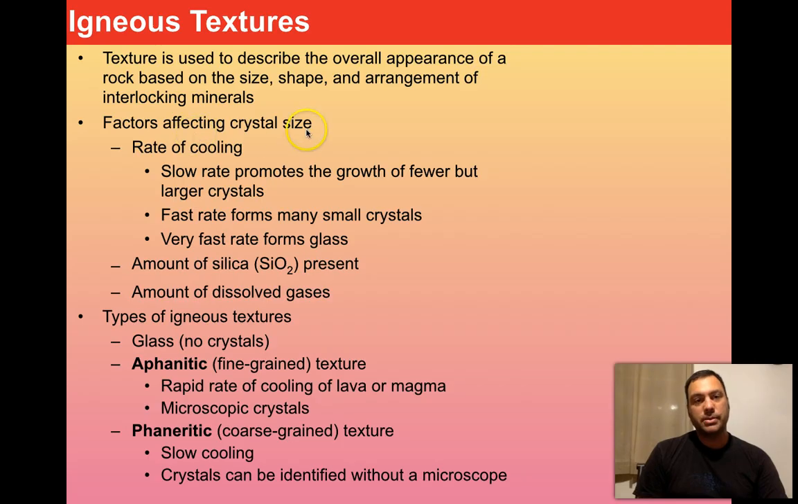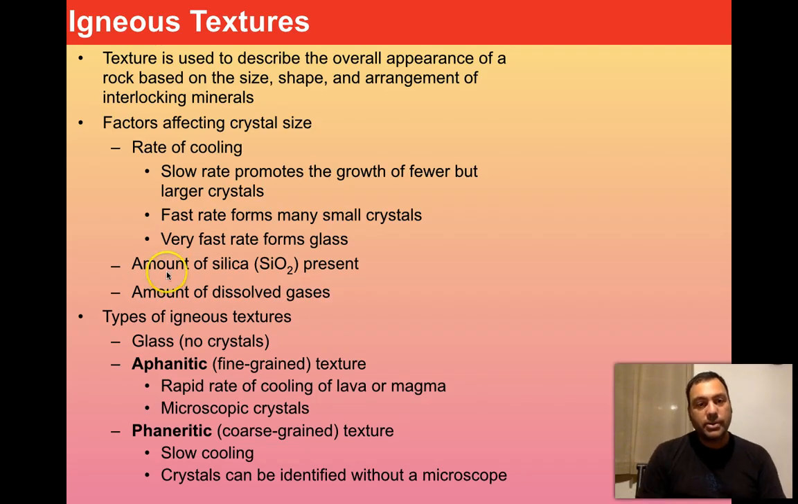Factors affecting crystal size. This is where I want you to really pay attention. One, the rate of cooling. A slow rate promotes the growth of fewer but larger crystals. This is what's really important: if it's a slow rate of cooling, you're going to get larger crystals. A fast rate forms many small crystals. And of course, a very fast rate forms glass. A magma can cool so rapidly that it can't even form crystals.